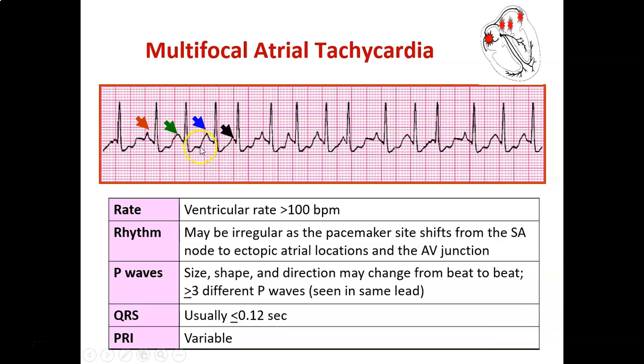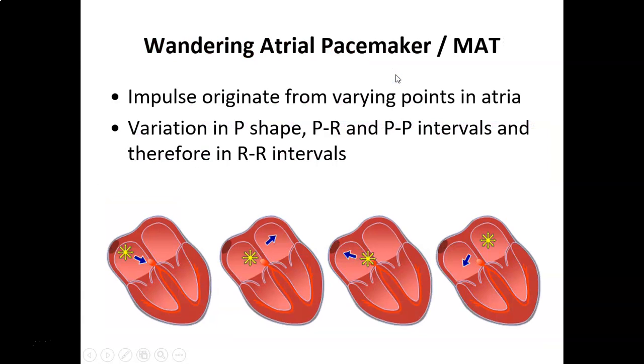The P waves are seen, but they are of abnormal shape. Maybe one of them is normal, but there are different shapes of the P waves. In wandering atrial pacemaker and multifocal atrial tachycardia, the difference is heart rate. If it's less than 100, it's wandering atrial pacemaker. If it's more than 100, it's multifocal atrial tachycardia, with 3 or more different shapes of the P waves.